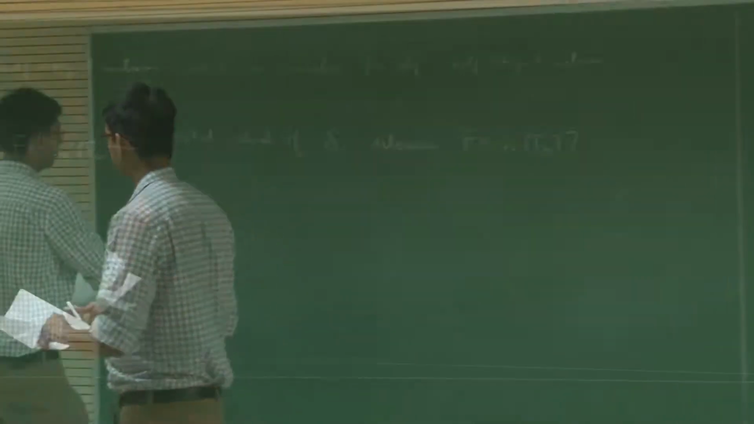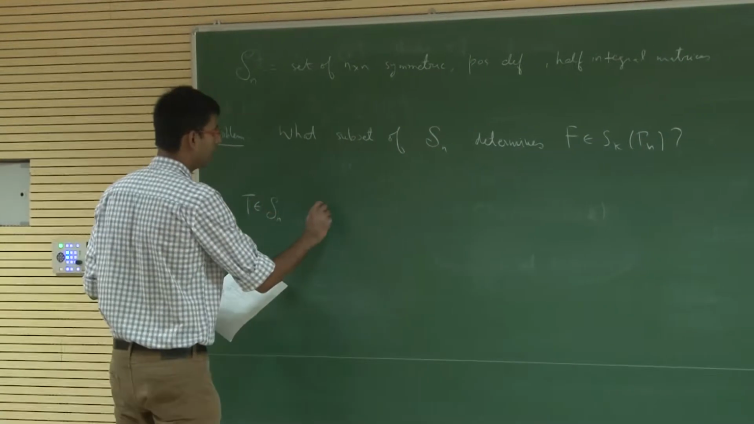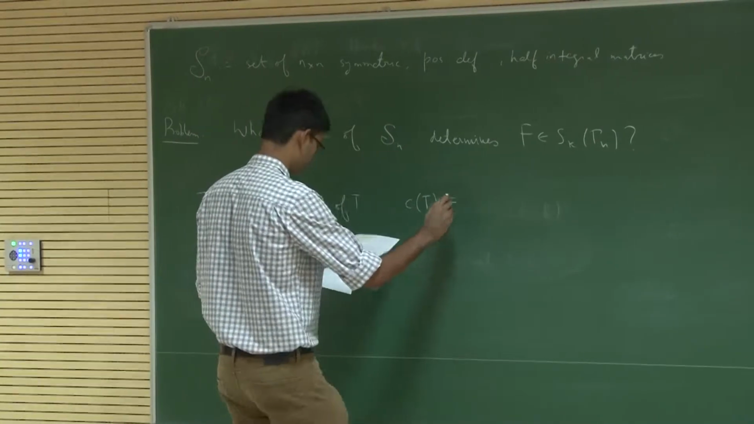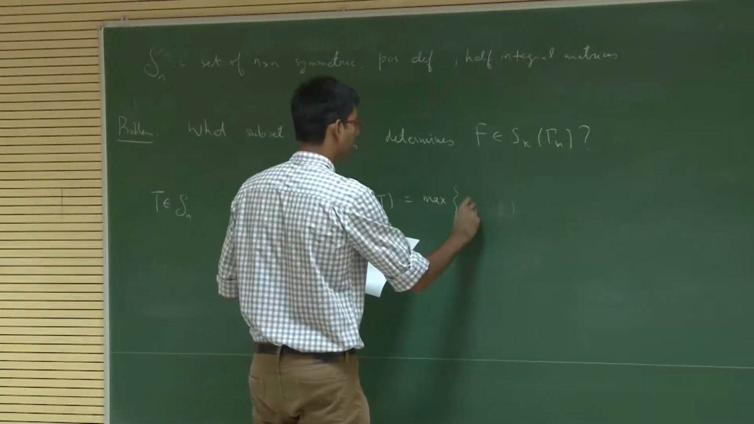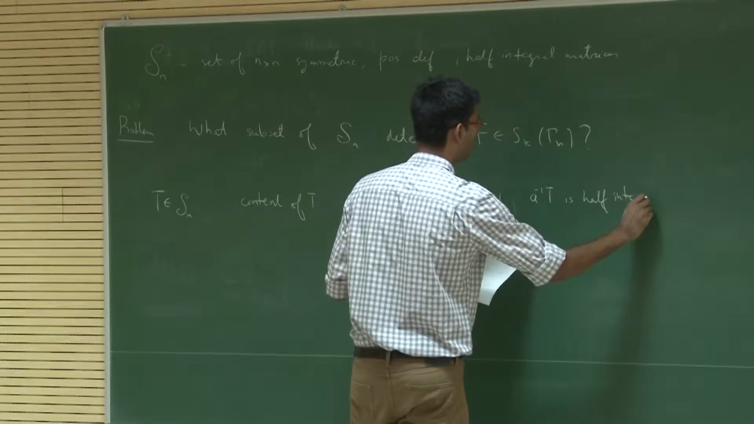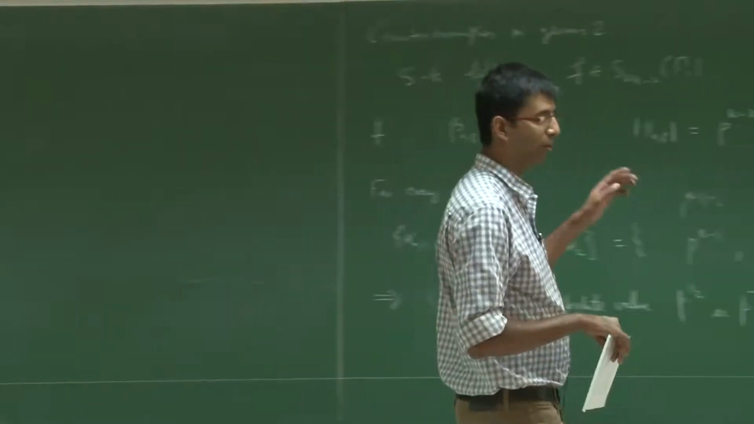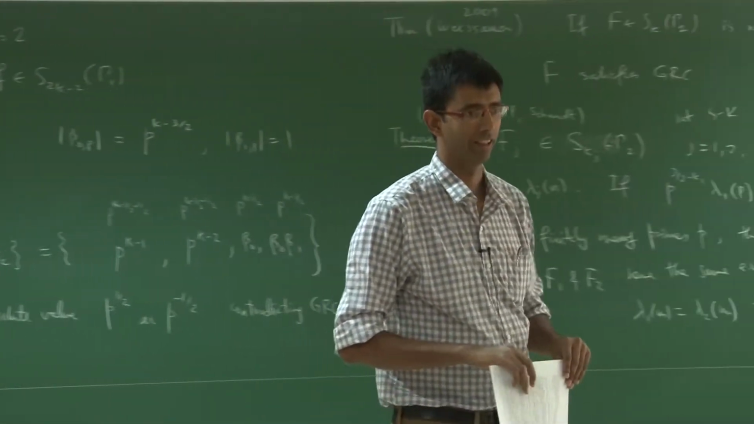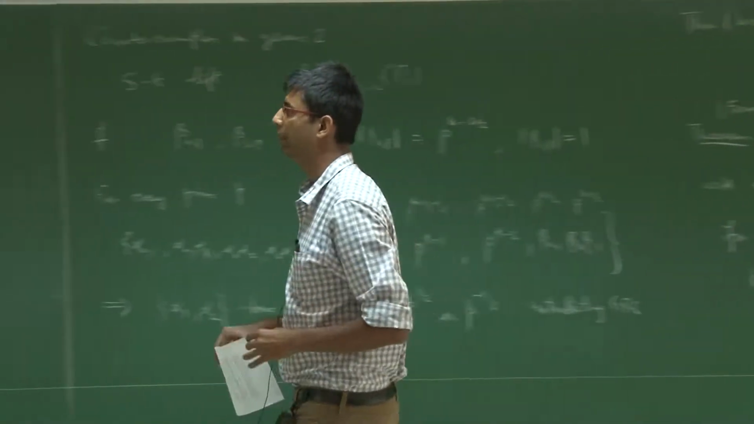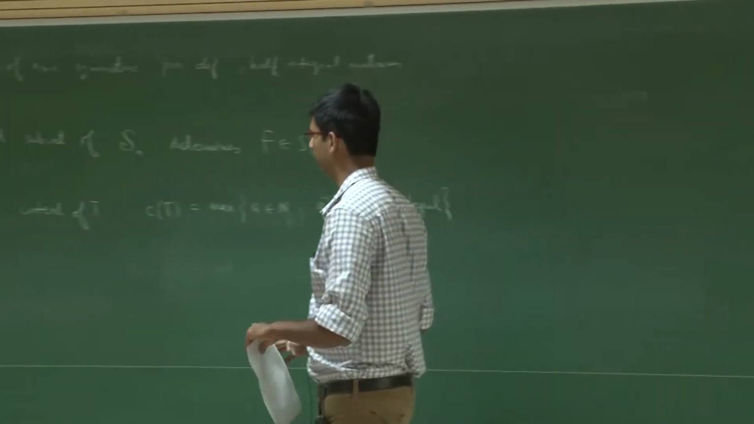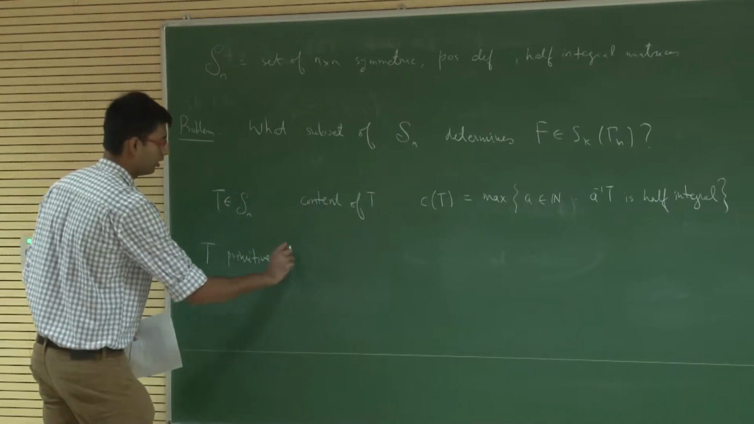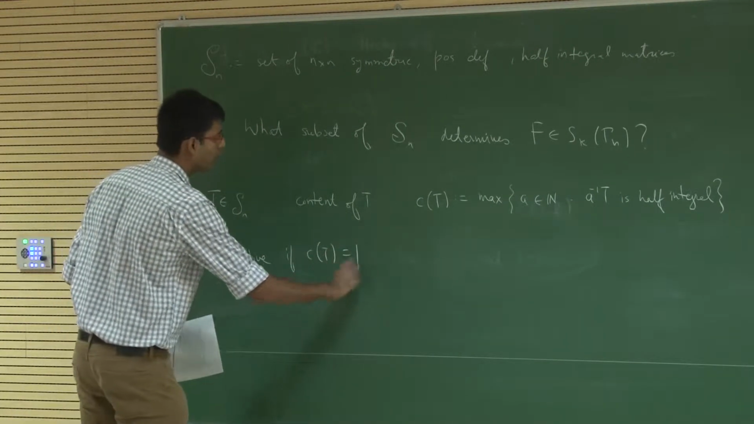So for T in S_n, the content of T, C(T), is defined as the max a in N such that a^{-1}T is half integral. This is a roundabout way of saying that your a is the GCD. If you have just m, r by 2, n, but if it's an n by n matrix, I don't want to get bothered by this. So basically you say T is primitive if the content of T is equal to 1.